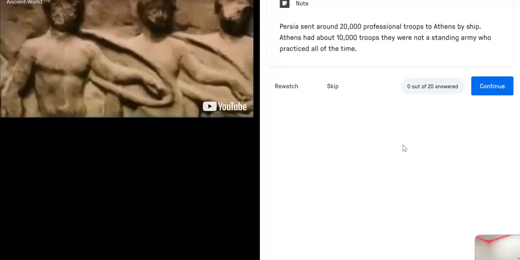Okay, so again, before we start writing, let me explain why this is important. Persia sent around 20,000 professional troops to Athens by ship. And the words that I use here are important. Persia sent around 20,000 professional troops to Athens by ship. Athens had about 10,000 troops. They were not a standing army who practiced all the time. So here's what that means.